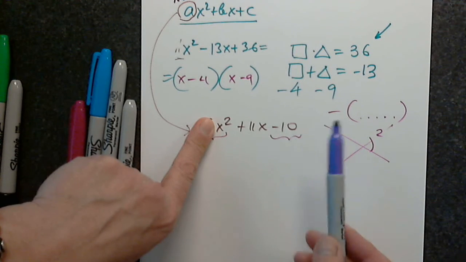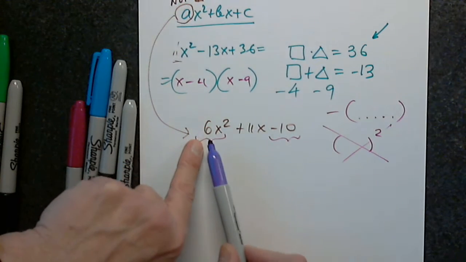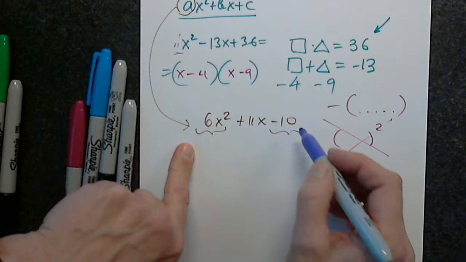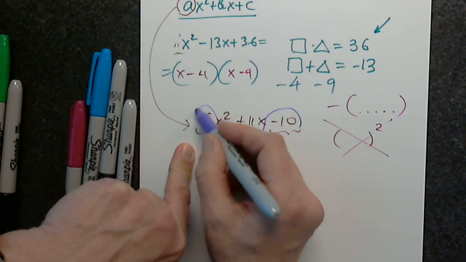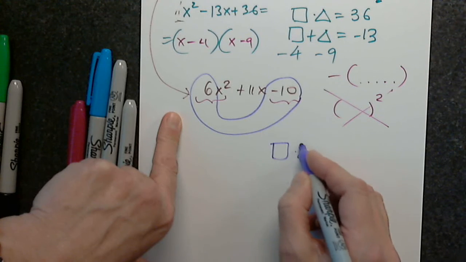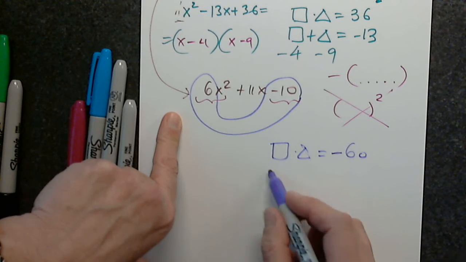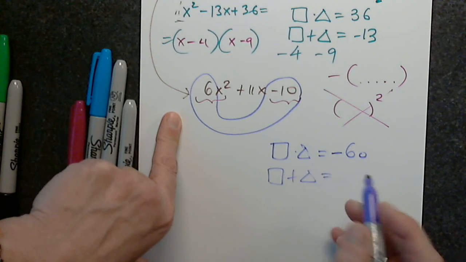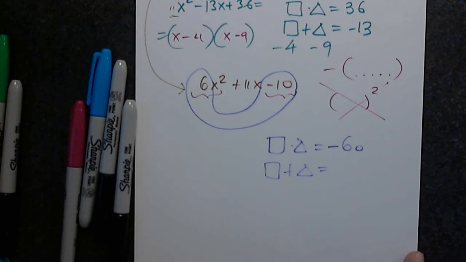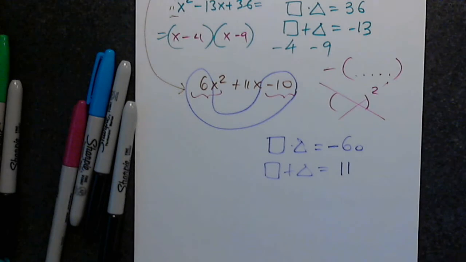I covered the leading coefficient. The product is negative 10, and you will say the sum is 11, correct? But because the leading coefficient is not 1, I have to incorporate it in the product. Just the product changes, nothing else. So the product is negative 60. The sum stays the same. Can anyone tell us the sum? Yes, that does not change. However, the next step will be different.